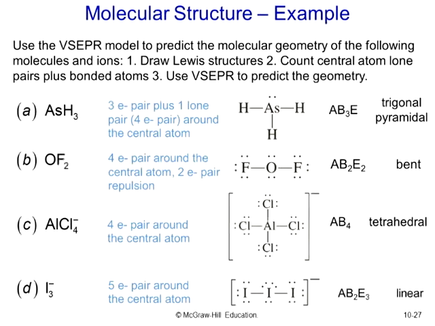If we take AlCl4 minus, we draw out the Lewis structure, and that's why it's so important to draw out the Lewis structure. One of the mistakes that's often made is seeing the minus charge. When we see that, we tend to think that's one more electron pair taking up a position.